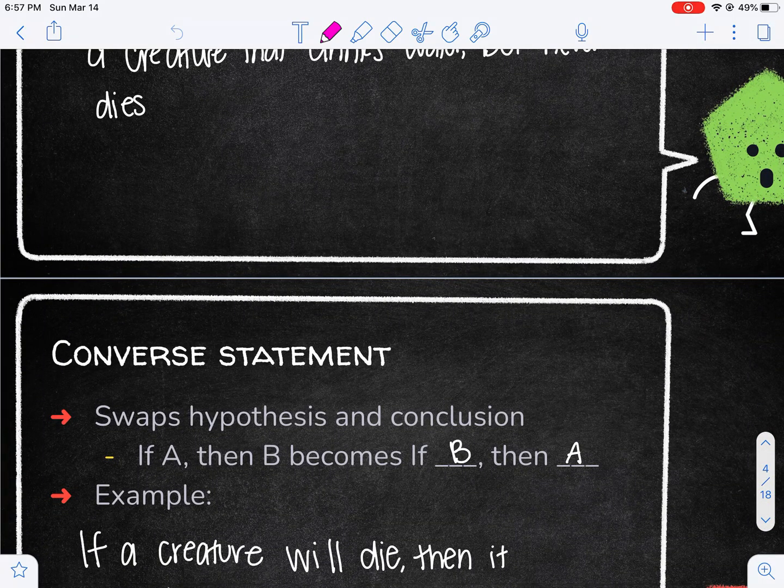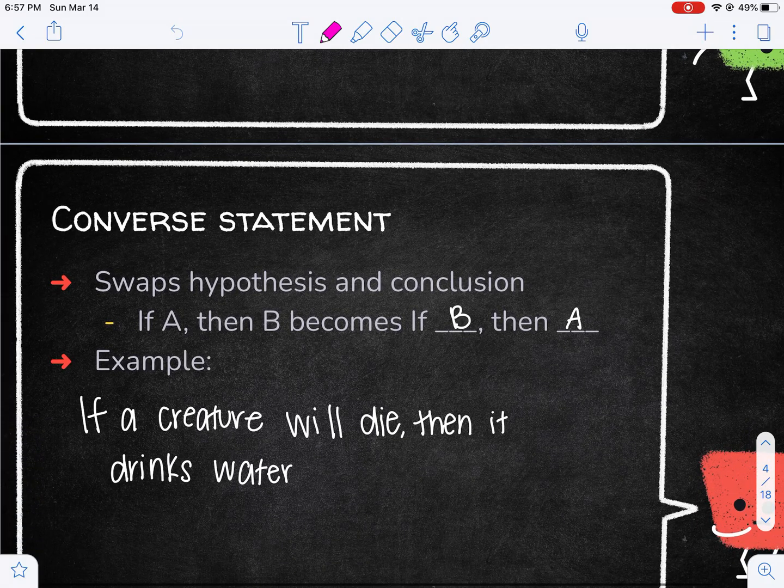My converse flips my hypothesis and conclusion. The if and the then stay where they're at, but everything after the if and before the comma switches with everything after the then. So I would write, if a creature will die, then it drinks water. And sometimes I have to play with the English just so that it makes sense, whether I'm changing a tense or a few words, but I'm switching my hypothesis and conclusion.